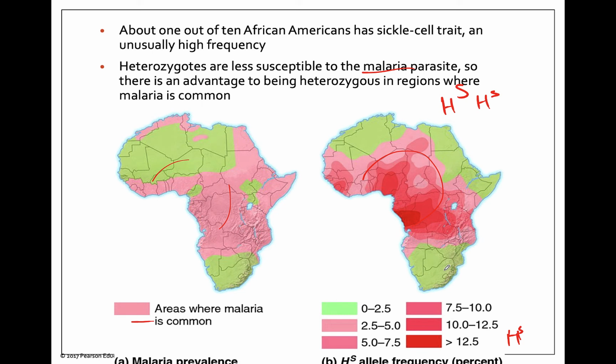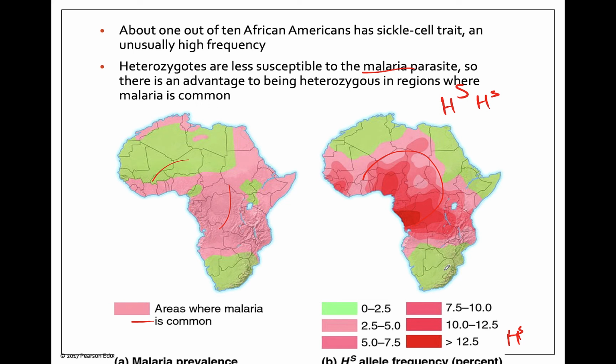Malaria, when it goes through a life cycle, has to actually reproduce in red blood cells, and it can't get into the sickled red blood cells. And so this is one of the reasons why the frequency of this disease is still very high, because having sickle cell trait makes you less likely to die of malaria. So sickle cell disease is not very common in first world westernized countries like the United States, where we don't have to deal with things like malaria.